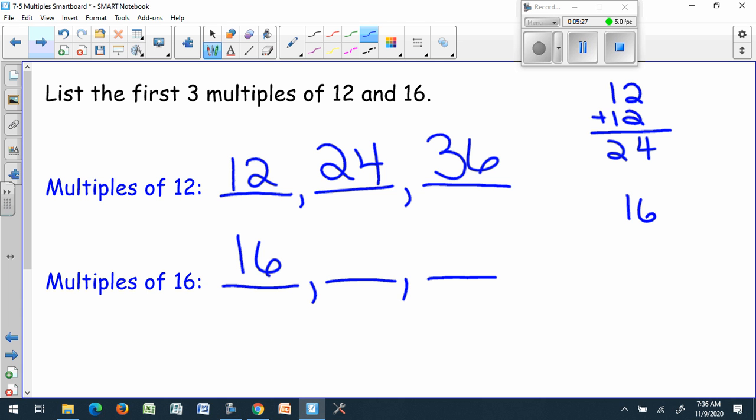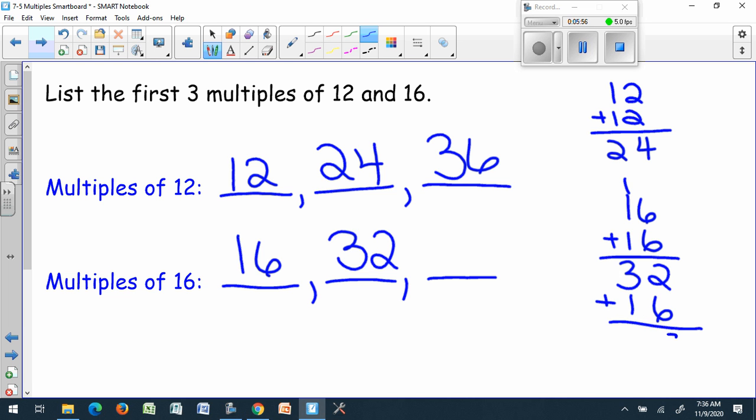Well, we can add 16 plus 16, because finding our multiples is the same thing as skip counting or repeated addition. So I know that if I add these two numbers, I'm going to get 32. And I'm going to use addition again to get the third one. So why don't you pause the video, and if you need to, write your addition sentence down in your notebook. I'm going to add another 16, and I get 48. So these are my first three multiples of 16. I can always go back to addition if I don't know them.